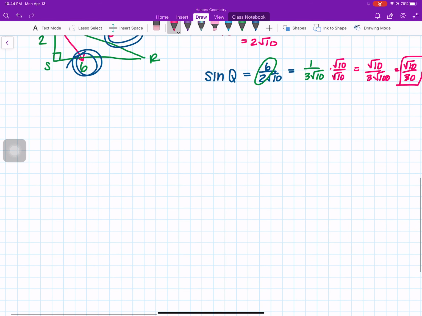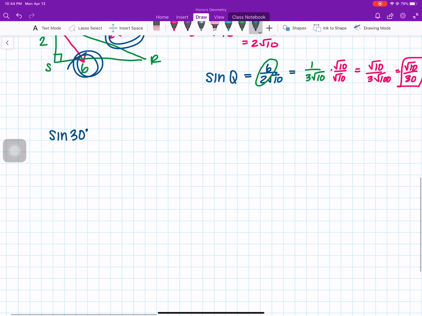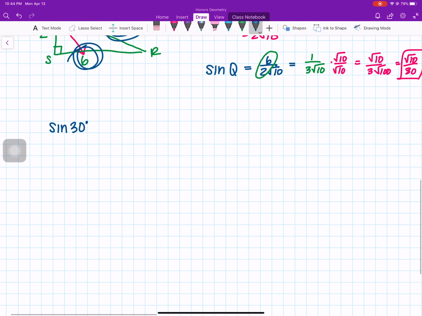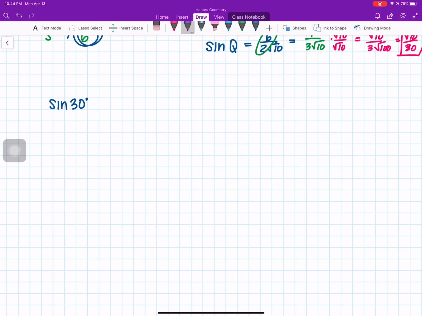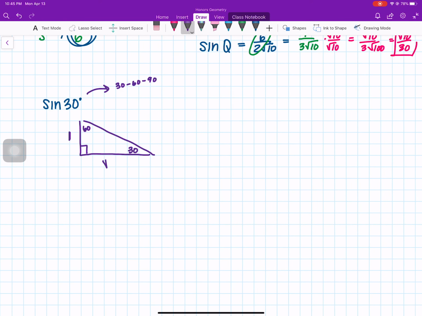The other thing I'm going to expect you to be able to do is evaluate things like this. Like if I just were to say the sine of 30 degrees, this time you have an angle measure. Now, it's kind of hard without a picture, but whenever you see the sine of 30, think about the fact that this has to come from a 30, 60, 90 triangle. So just draw your 30, 60, 90 triangle. Remember, your short side is 1, your long side is root 3, and your hypotenuse is 2.